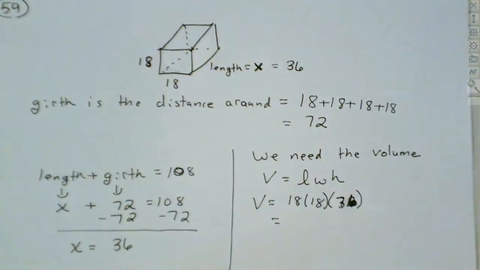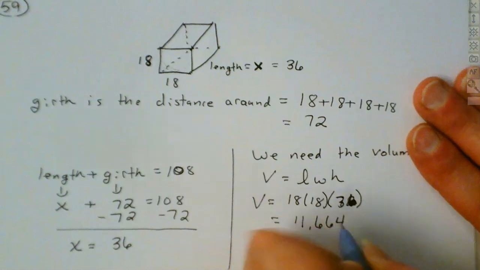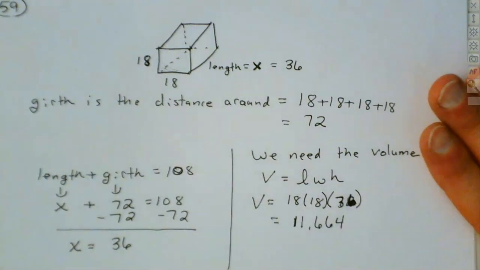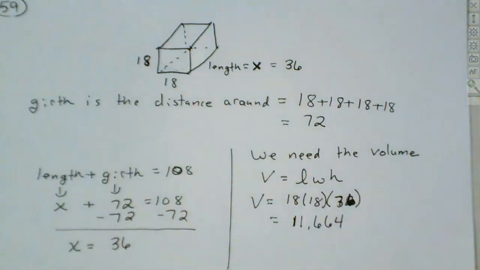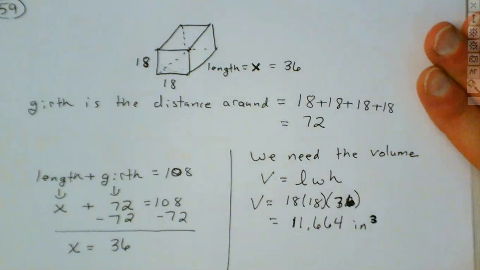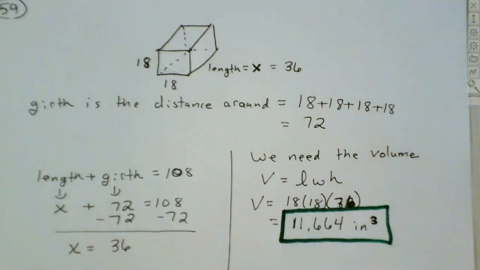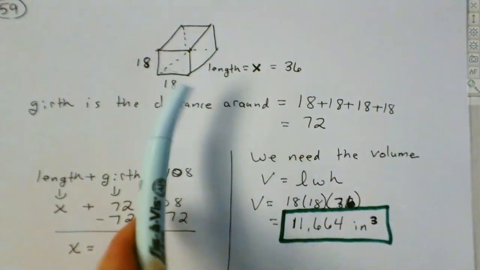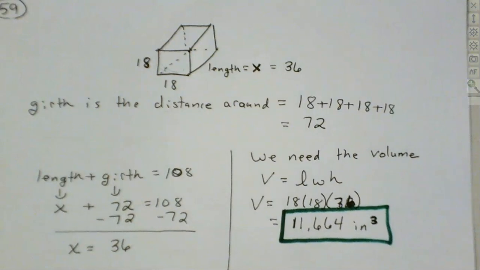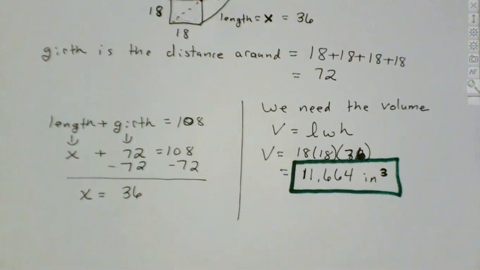And 18 times 18 times that 36 gives you 11,664. And what are our units here? Well, in this case, it's in inches. Now, volumes are cubic units. So this would be cubic inches. It seems like a lot, but it's really not that much when you think about it, because it's just this package, we just multiply them all together. And that's going to be your volume there. Volumes are always in cubic inches or cubic units.